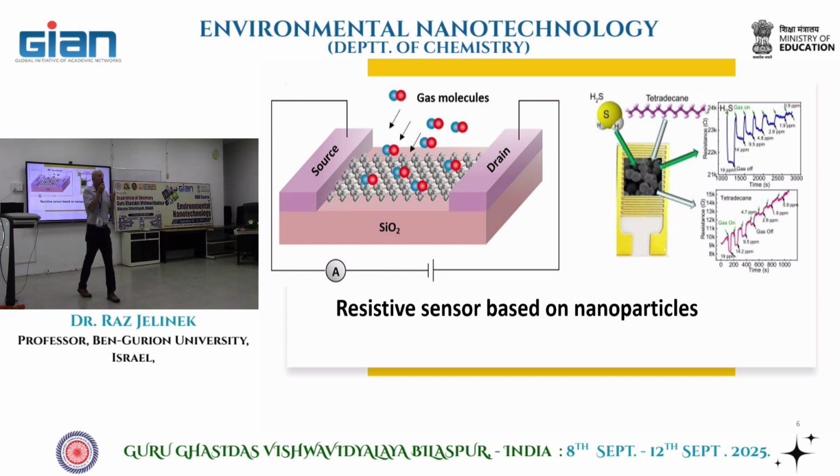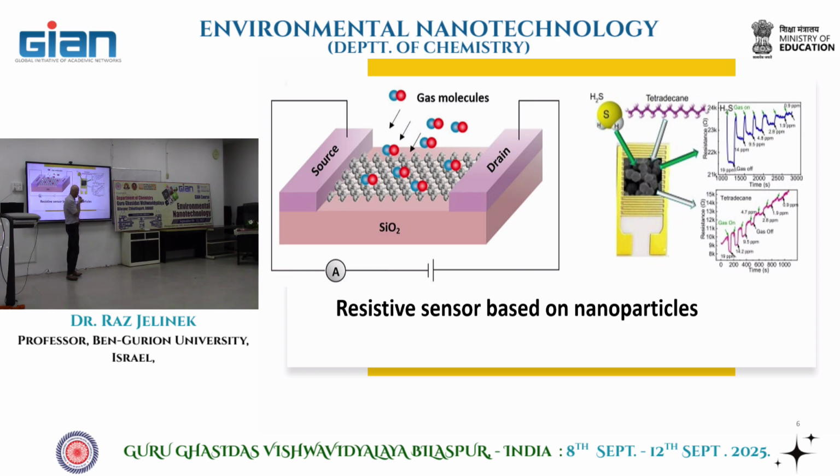Now again, why are nanoparticles good for you? Because nanoparticles can give you a very good surface area, very high surface area. You want high surface area because you want to absorb your gas molecules. The more surface area, the higher the absorption of gas molecules.